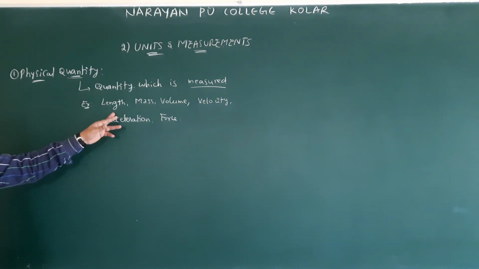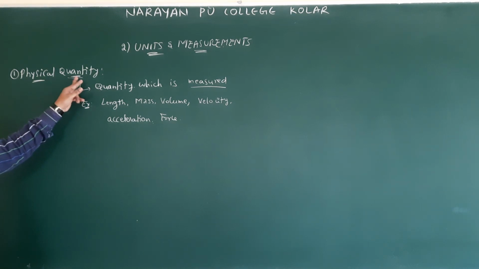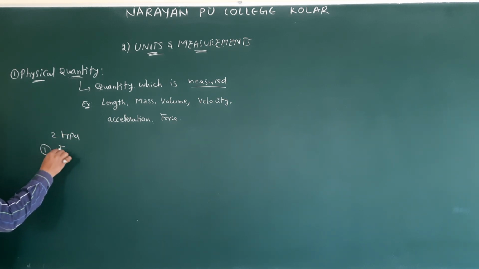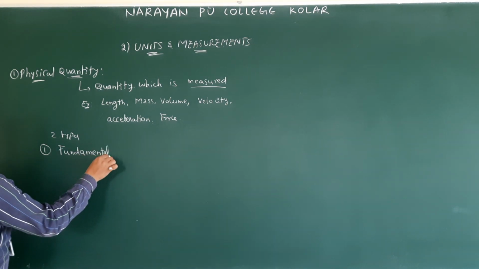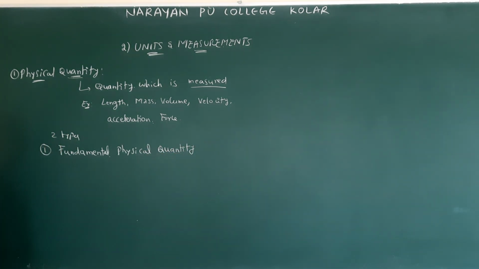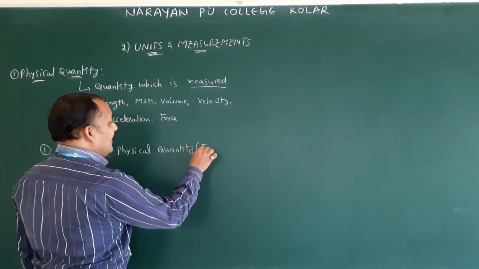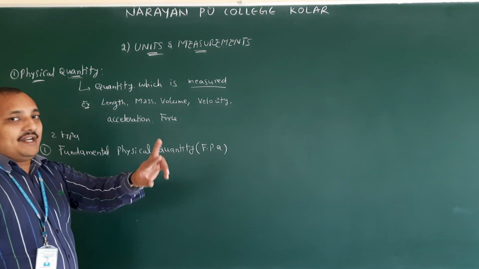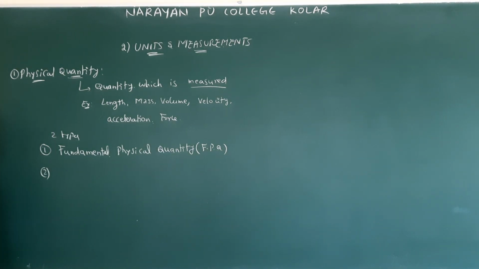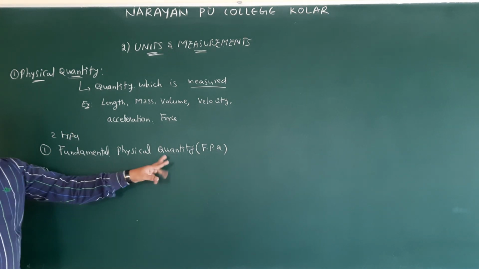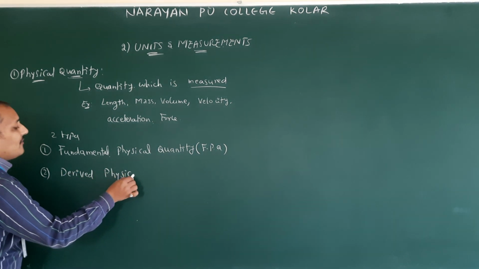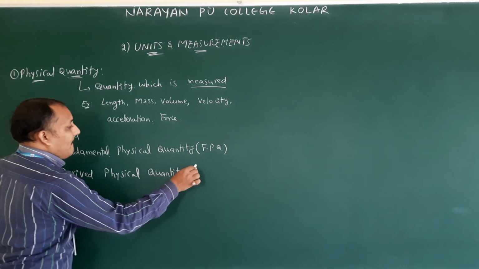Now depending on physical quantities, there are two types. How many types of physical quantities? Two types. Number one, the first type we call a fundamental physical quantity. For shortcut they will write it like this, FPQ. Whenever I write next time I will write FPQ. Here F refers to fundamental physical quantity. The second type is derived physical quantity, DPQ.